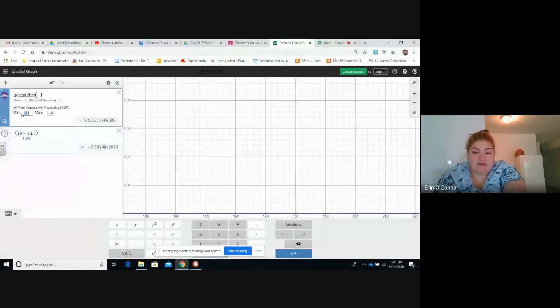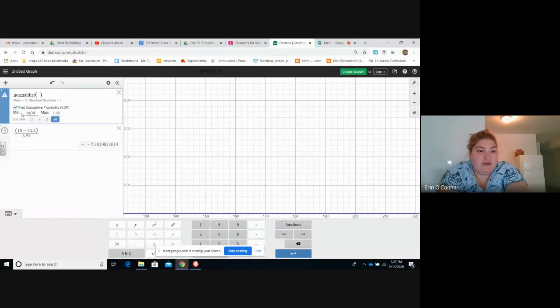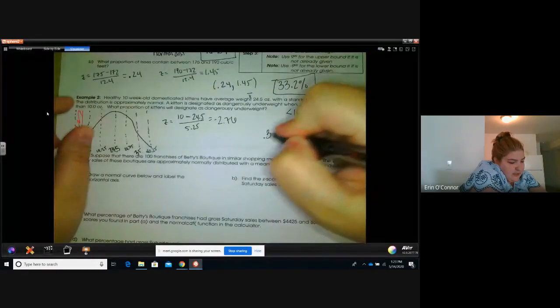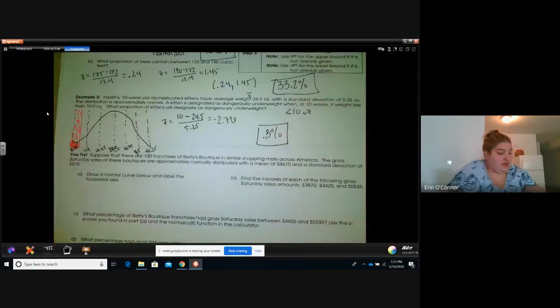So let's change our minimum to negative infinity. And our maximum is negative 2.76. And I get 0.3%. 0.3% because it's 0.0028. That goes to 0.3%. So only 0.3% of kittens will be designated as dangerously underweight. Thank God, because I don't want underweight kittens.